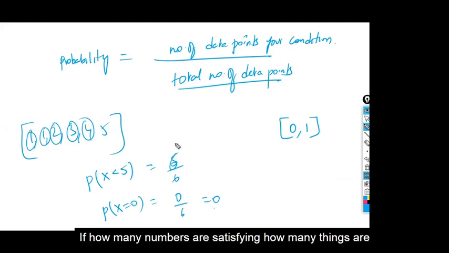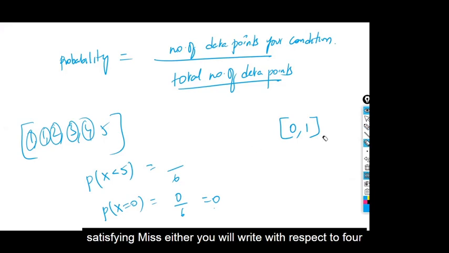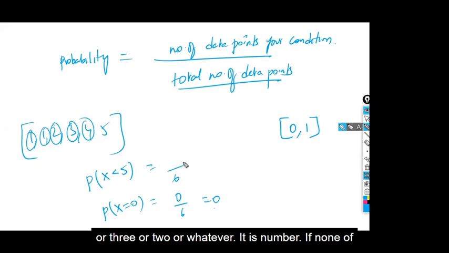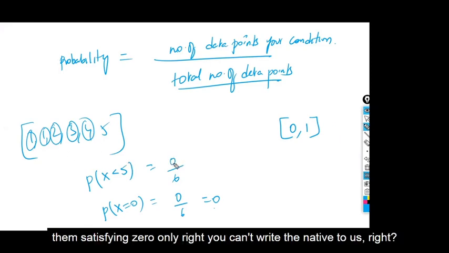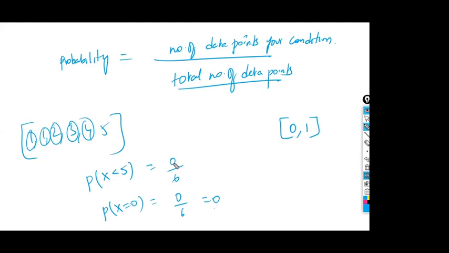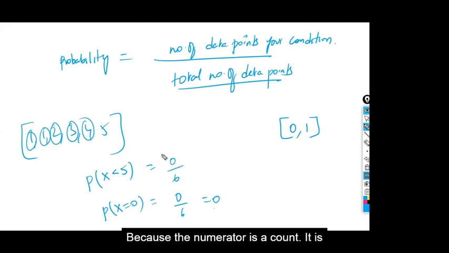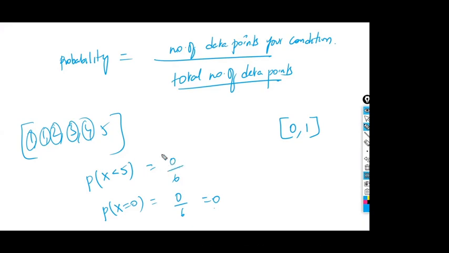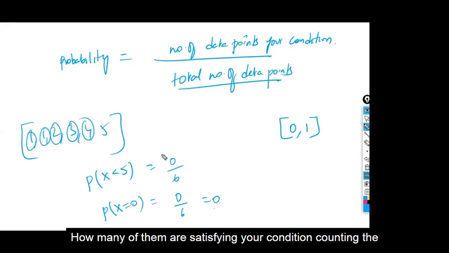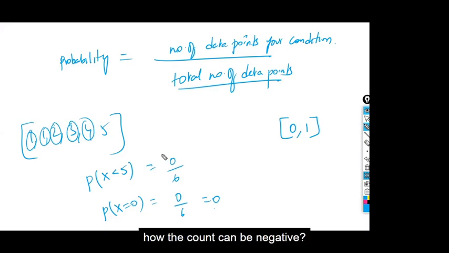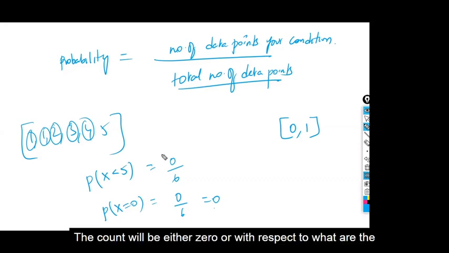The numerator can't be more than the denominator. However many things are satisfying, you will write 4 or 3 or 2 or whatever the number is. If none of them satisfies, you will write 0 only. You can't write a negative, because the numerator is a count. It is counting how many of them are satisfying your condition. How can a count be negative? The count will be either 0 or whatever the number is. If none of them is available, it means 0 count.